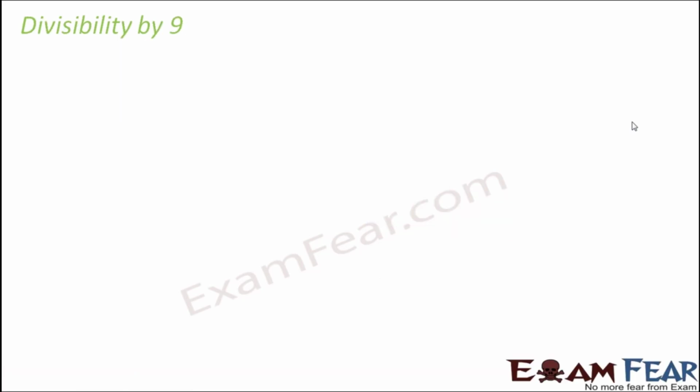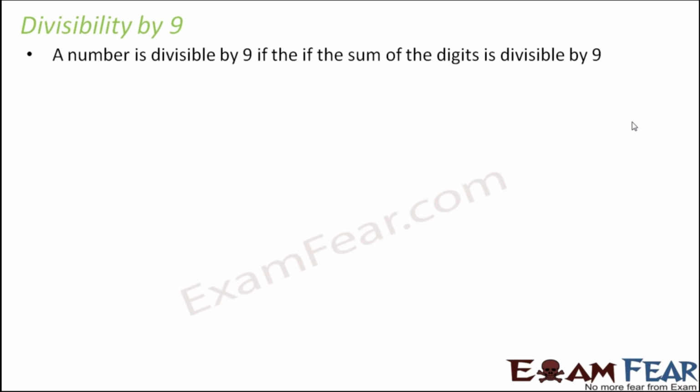Now let us look at the divisibility by 9. A number is divisible by 9 if the sum of the digits is divisible by 9. So here the concept is a little similar to that of divisibility by 3. So there also we focused on the sum of the digits. So let us look at some examples. So let's say you have a number 9683 and you have to decide if it is divisible by 9 or not. So what do you do? You add the digits up and the sum comes out to be, say, 26.